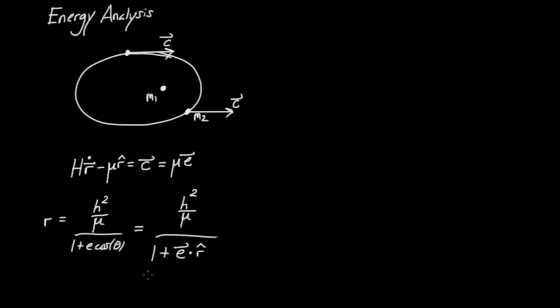What I'm going to do is swap this with this. I get 1 plus e dot r hat is equal to h squared over mu times r, just doing a little bit of algebraic rearrangement. Then to solve for e dot r, just subtract 1 from both sides. So this is saying that the dot product is going to be equal to h squared over mu r minus 1. So I'm going to keep that in the back of my mind. We're going to substitute that in for a later step, as we'll see.